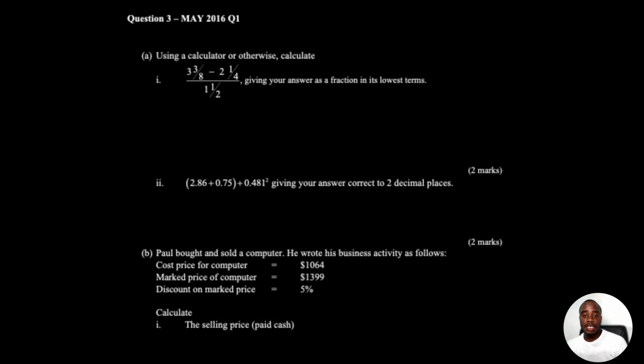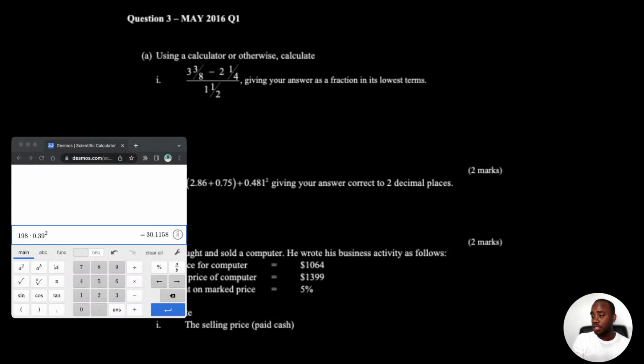Now the question says, using a calculator or otherwise, calculate this quotient here, giving your answer as a fraction in its lowest terms. Now remember when I tell you guys a good calculator makes all the difference? You see, because if you have a good calculator, then you can just throw all of this into your calculator directly. Because notice the question says using a calculator or otherwise.